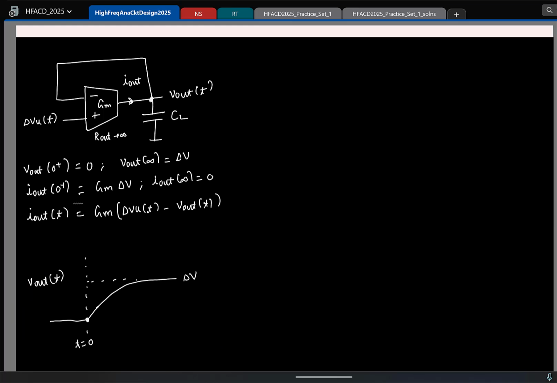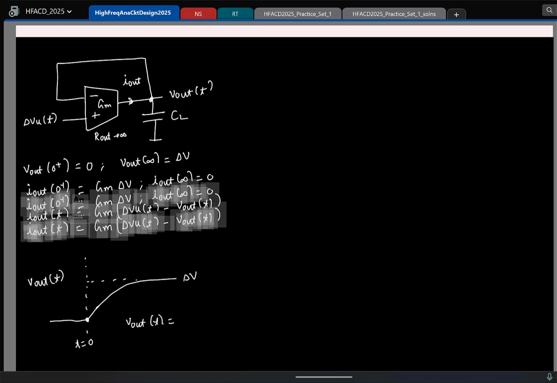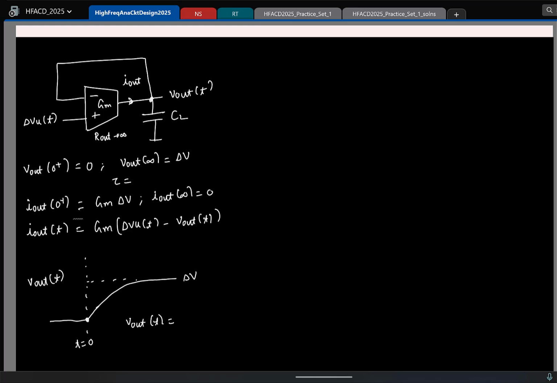So if I were to write a closed form expression for V out of t, what are the 3 pieces of information I'll need to write the capacitor voltage in, let us say, a first order circuit like this? What are the 3 pieces of information I'll require? Initial voltage, final voltage, and the time constant. So I know the initial and final voltage. Let's try to find the time constant. And how do you find the time constant? The time constant is essentially the capacitance times the effective resistance it sees.